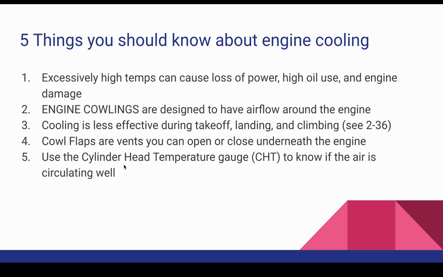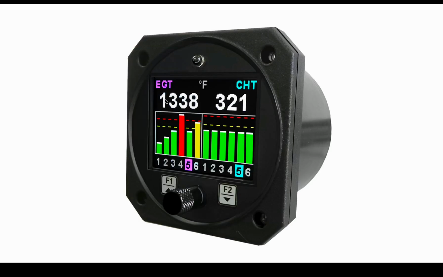Use the cylinder head temperature gauge to know if the air is circulating well. Not every plane has a CHT gauge, but if it does, you'll know if it's circulating well or not by looking at how hot that one's getting. And this one's got an EGT. EGT has more to do with mixture. CHT has to do with airflow around the engine.